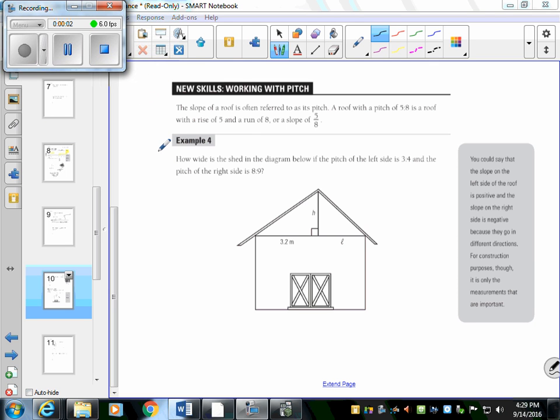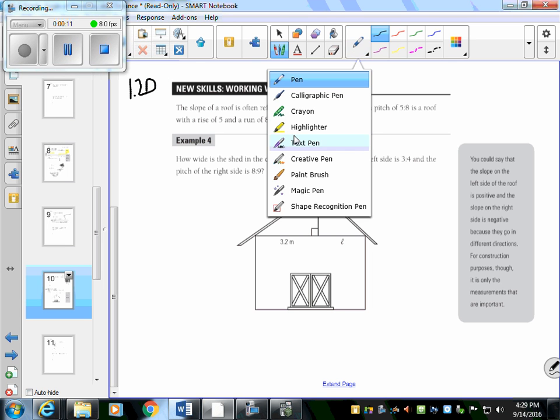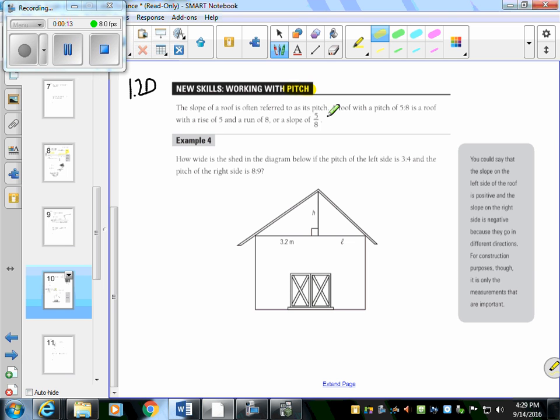So we're going to carry on. This is 1.2 part D for you. We're learning another new term. The new term we're going to learn is the word called pitch. Okay? Now, pitch is just another word for the slope of a roof.